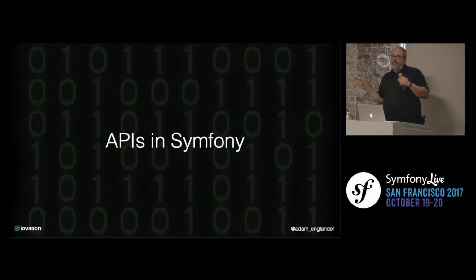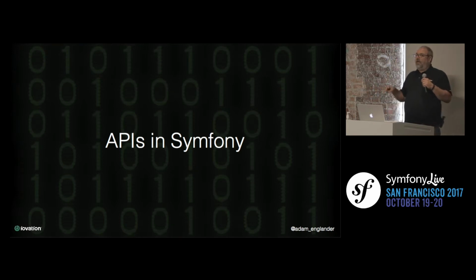And so we get to APIs in Symfony. So a lot of people raised their hands. I'm assuming those are APIs in Symfony? Show of hands. All right.